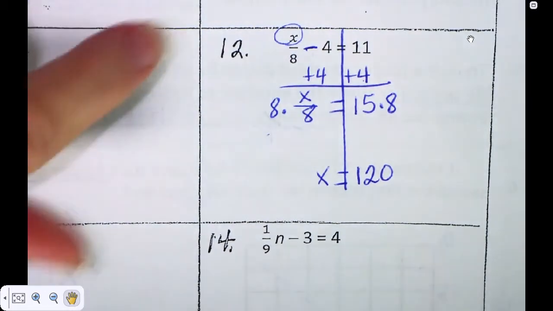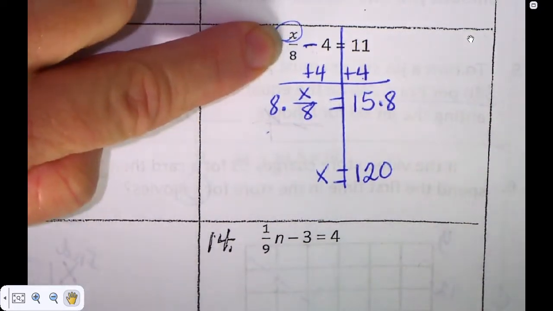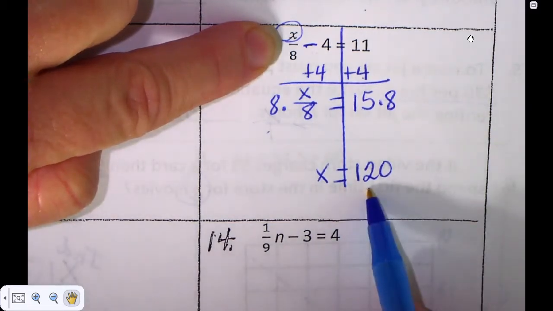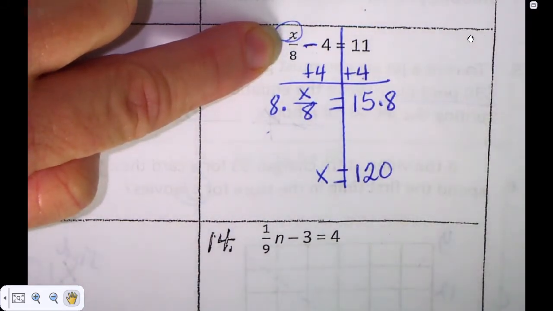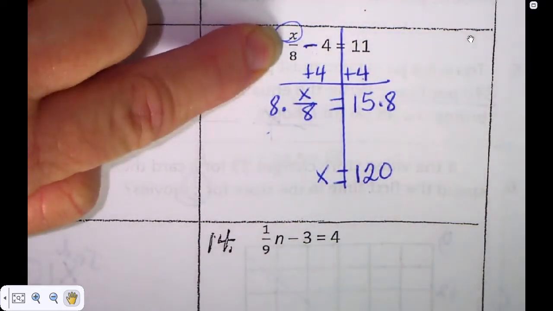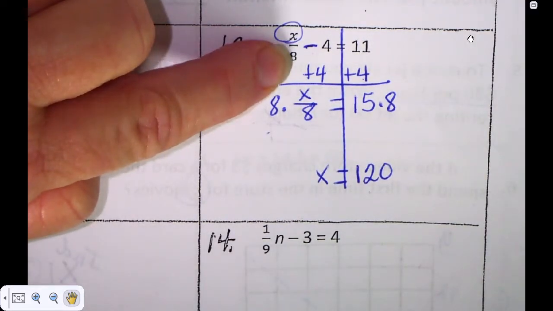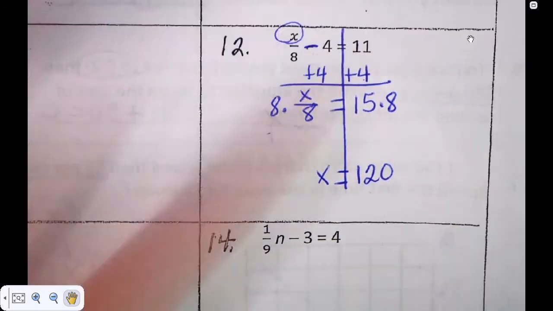Now, everybody put one finger on the X, the other finger on the calculator. We're going to follow the original equation. We think X is 120, so we're going to go 120 on the calculator, 120 divided by 8 minus 4. Did you get 11? Good.